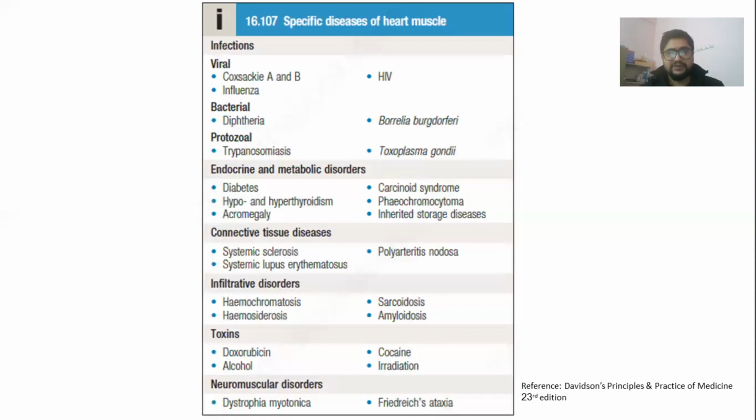Now, this box, which is taken from Davidson's Principles and Practice of Medicine, shows the specific causes of the secondary cardiomyopathies, which include viral infections, bacterial infections, protozoal infections, similarly endocrine diseases like diabetes and acromegaly, and connective tissue diseases like systemic sclerosis and polyarteritis nodosa, infiltrative disorders like hemochromatosis, toxins like alcohol, and neuromuscular disorders like dystrophia myotonica.